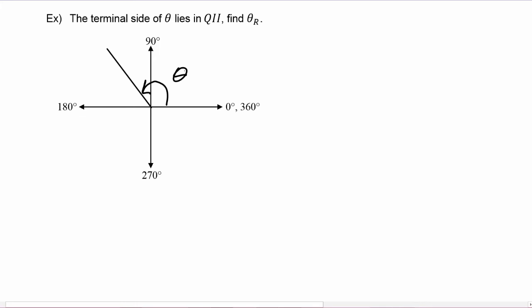We don't know the measure of theta, but we do know that we have to find the reference angle, which goes between the terminal side of theta and the nearest x-axis. So that means this will be our reference angle. And to find that angle, we're simply going to subtract 180 degrees minus theta.